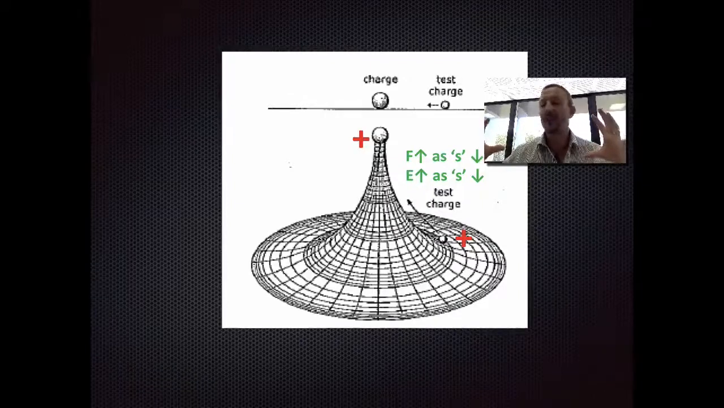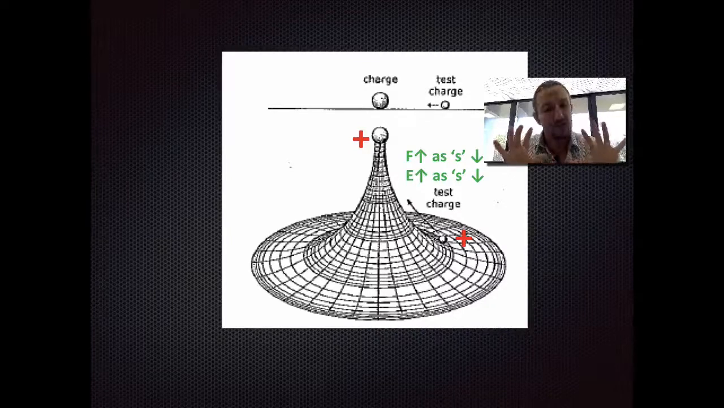Basically, trying to put a charge close to another charge is like trying to push something uphill. If you can imagine trying to push a car up a hill, you push it up the hill, you generate a force, and you're pushing.